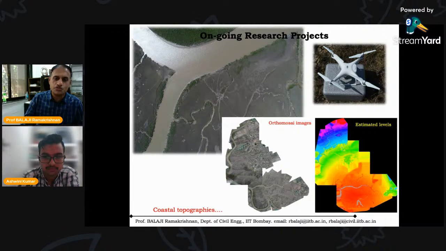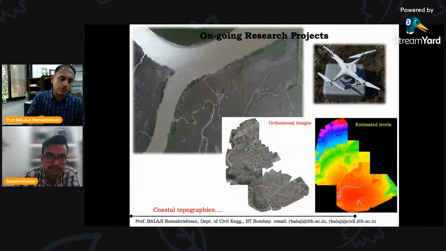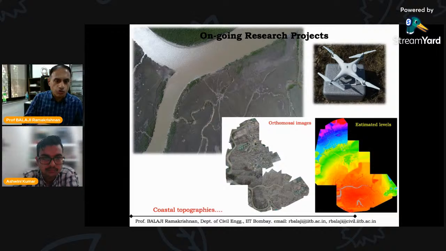We have demonstrated the use of low-cost drones again to capture topographic features. For example, the photograph on the left corner is a marshy land where conventional survey equipment like a total station or a dumpy level cannot be used. The moment you try to keep the equipment, it will sink completely, at least 2 to 3 feet inside the marshy land. So you cannot walk inside these marshy lands, and you cannot use any conventional survey equipment to capture the topography.